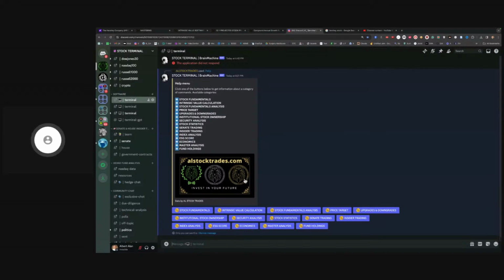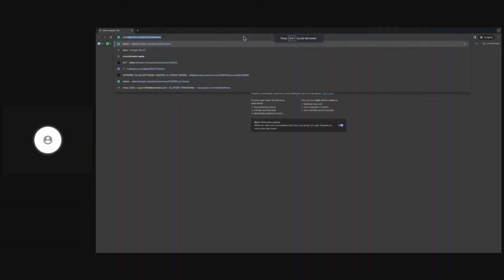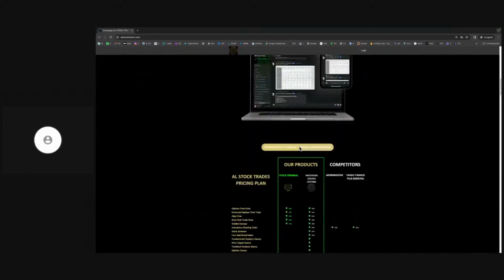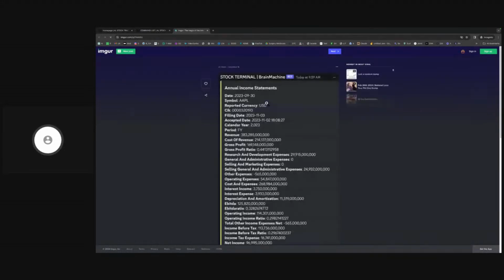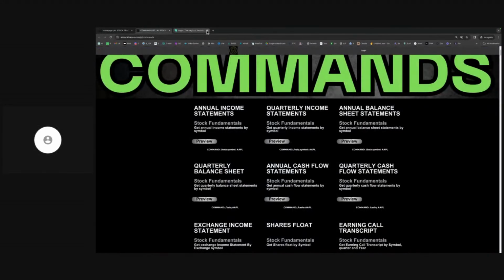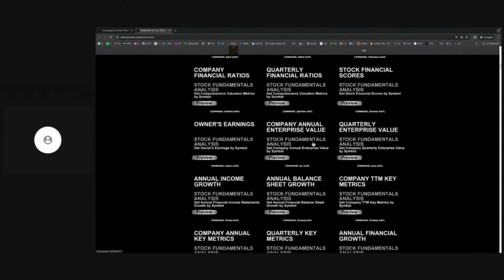Now, I recommend going to alstocktrades.com and looking at our stock terminal list, because again, we have a lot of commands. All you have to do is go to alstocktrades.com and go down to the detailed stock terminal command center. For example, if you want to preview how the command looks, it'll show you. And if you want the command, you just copy this here. That's the command, right?